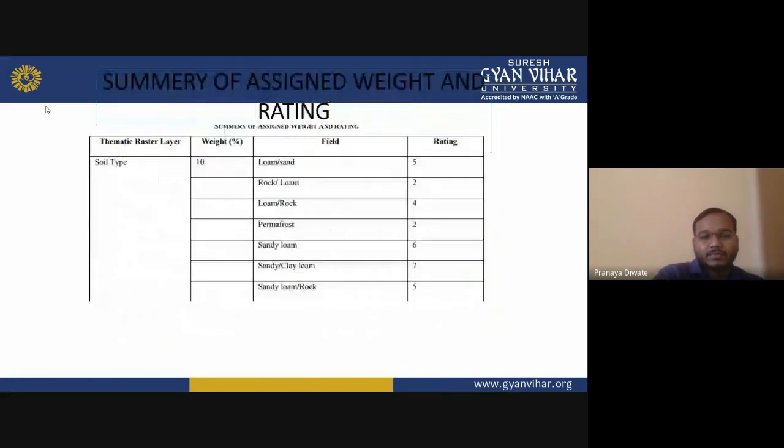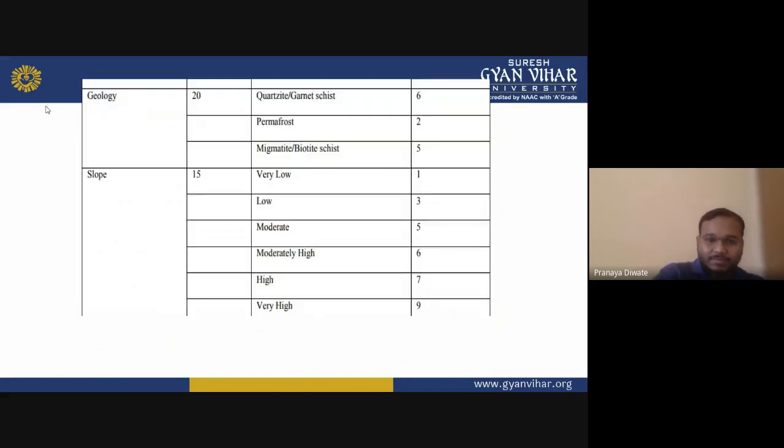So, a summary of assigned weight and rating. What is the summary? The summary is nothing but what kind of data we use.